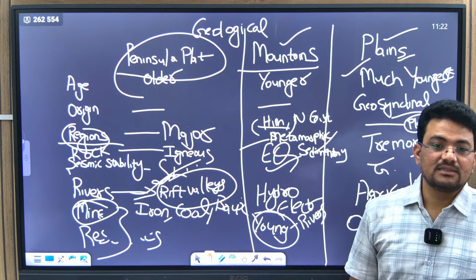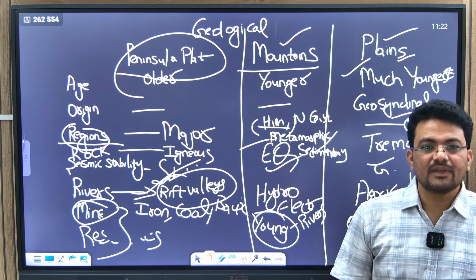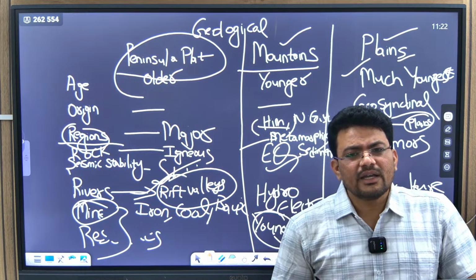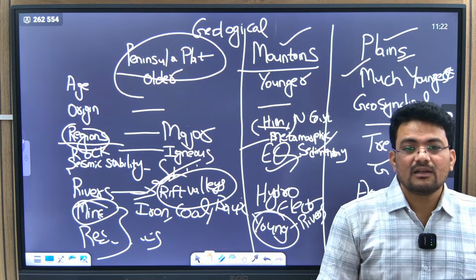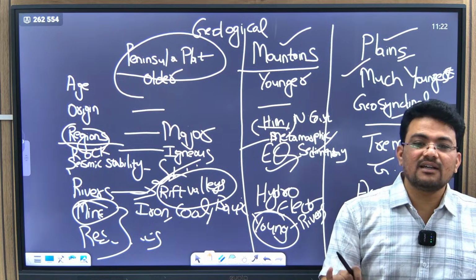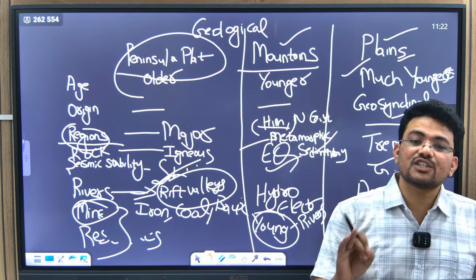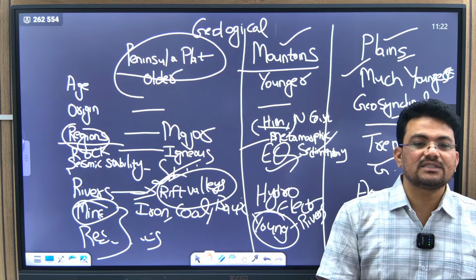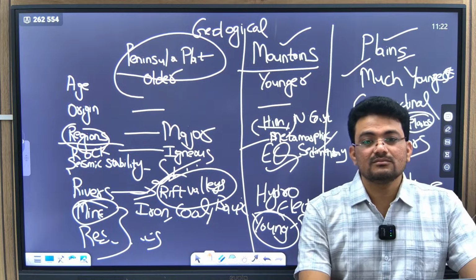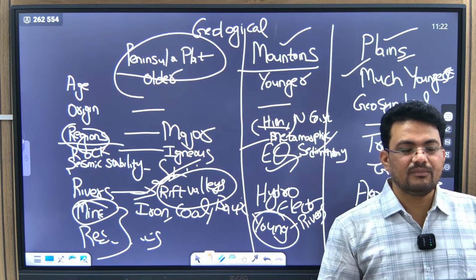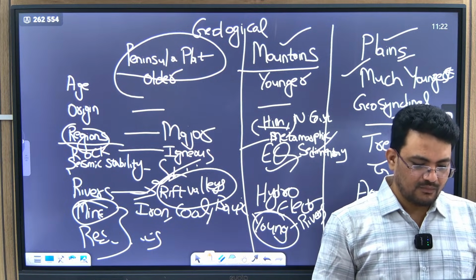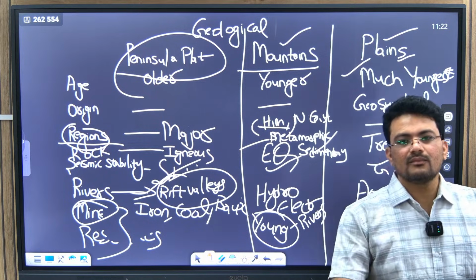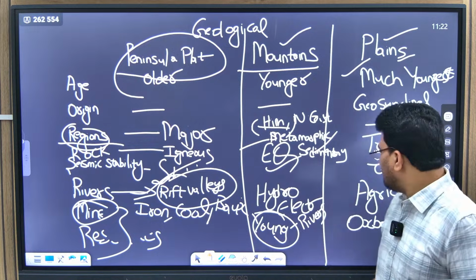Oxbow lakes and meanders: in plains, near the mouth. Mountains, they are young, the rivers are very young and very fast flowing, and you can see waterfalls also in these rivers, and these carry heavy deposits. Plains mostly, yes. Okay, done. So we will move to the next part.